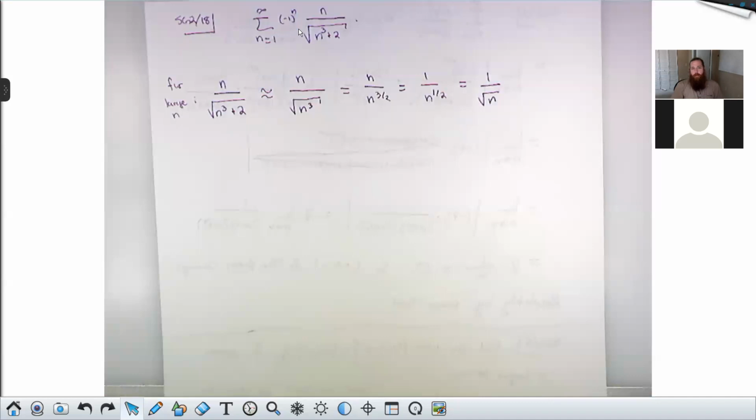So I'm going to do two things here. First, I'm going to look at the absolute value series, and I'm going to show that the absolute value series diverges. That's going to require a limit comparison. And then I'm going to use the alternating series test to show that the series is convergent. The AST work here is actually going to be really unpleasant because showing that this sequence is decreasing is really unpleasant.